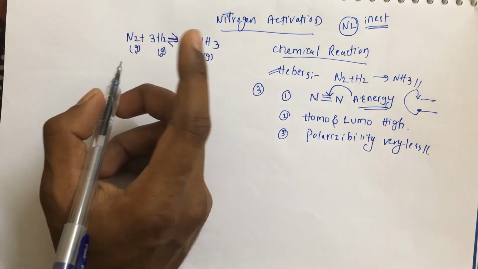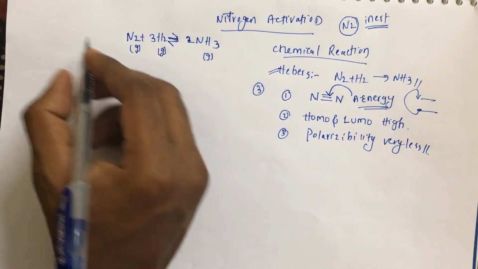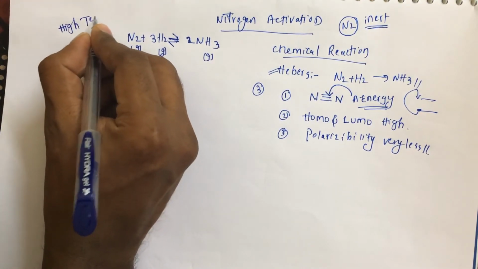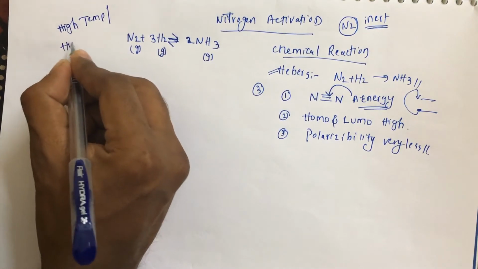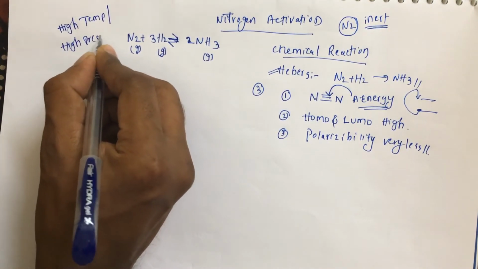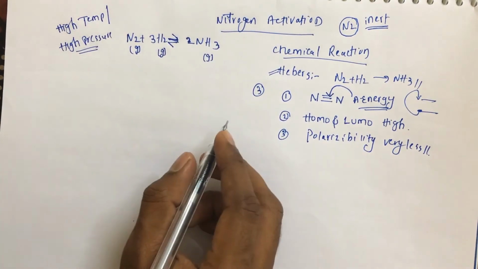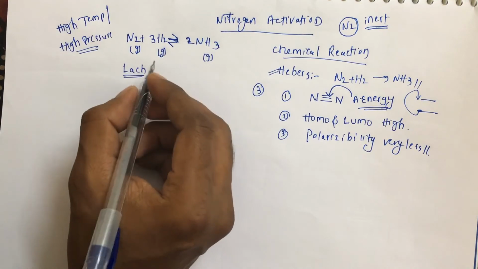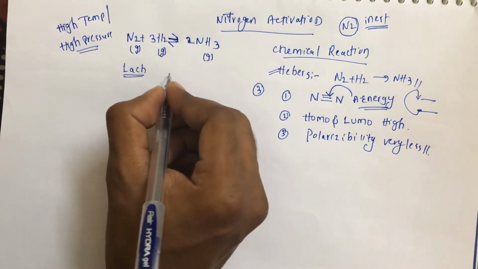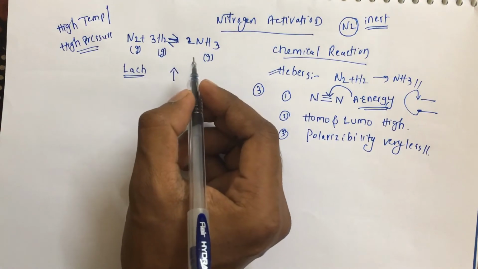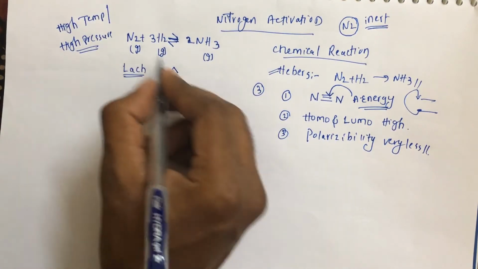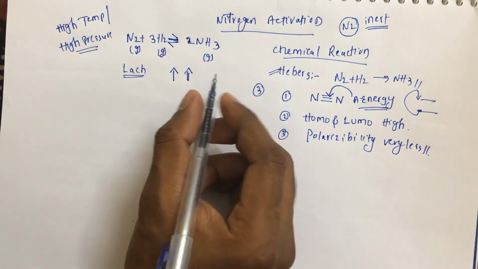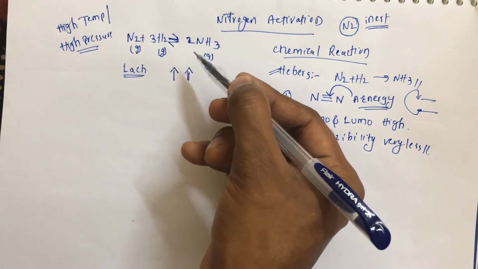Whatever I am going to talk about now is also very important, because in the Haber's process we use high temperatures and high pressures. We just apply Le Chatelier's principle here. According to Le Chatelier's principle, when we increase the pressure, the equilibrium will shift, and when we increase the temperature, the equilibrium will shift. Those things also we have to remember.